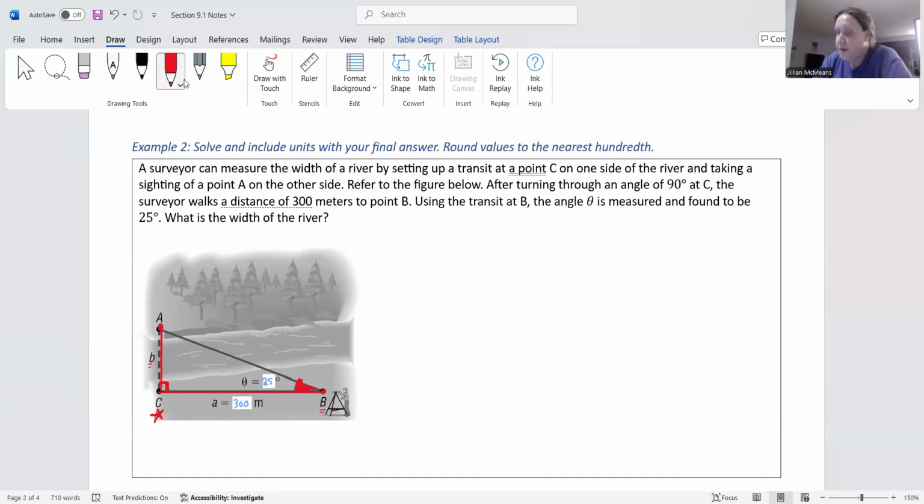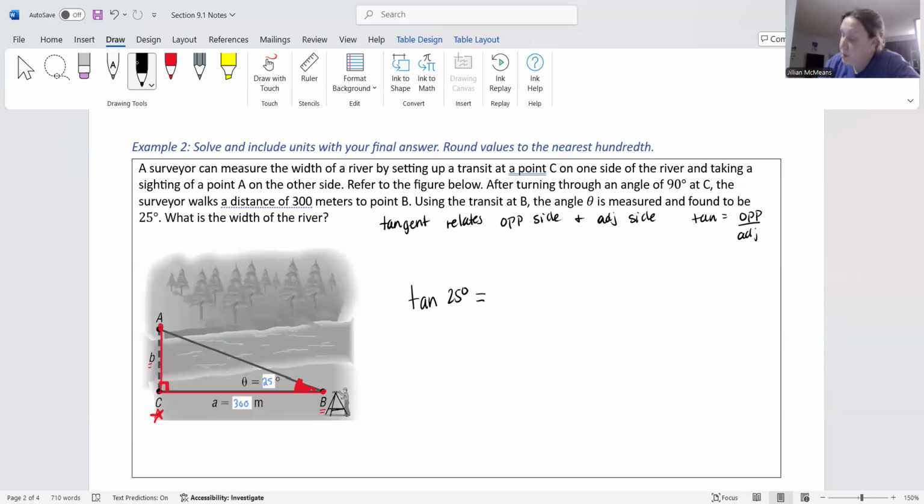So when you're dealing with opposite and adjacent, you should think tangent, okay? So tangent relates the opposite side and adjacent side. And please remember, tangent is quite literally opposite over adjacent. Okay, so if we wanted to solve this problem, we would say, okay, we're going to take tangent of this 25-degree angle. It's going to equal the side opposite, which we have labeled with a lowercase b, divided by the length a, which is 300 meters. And then we want to see if we can solve for b.